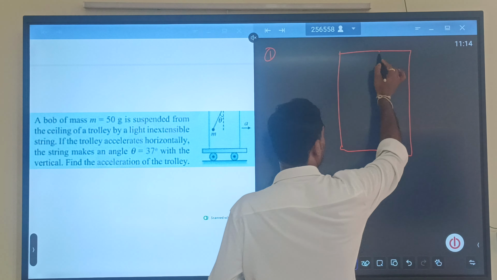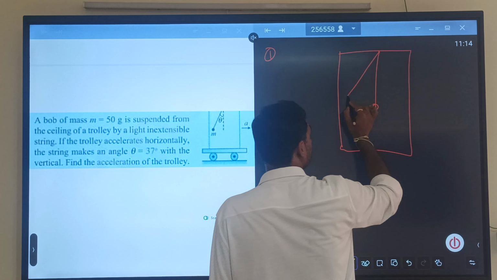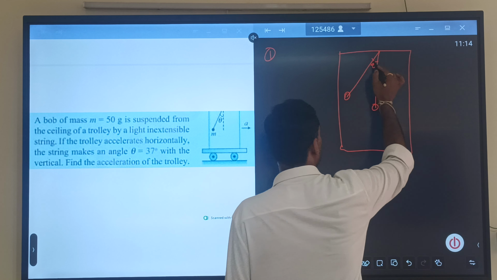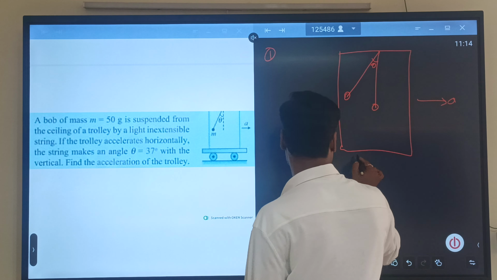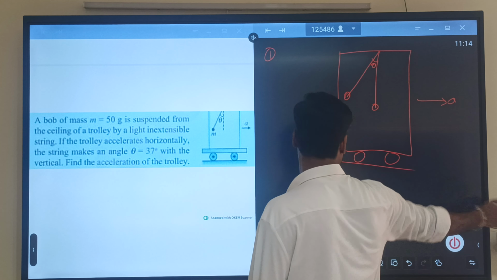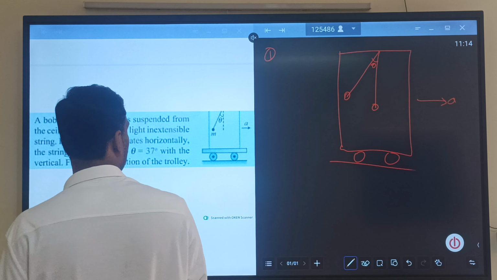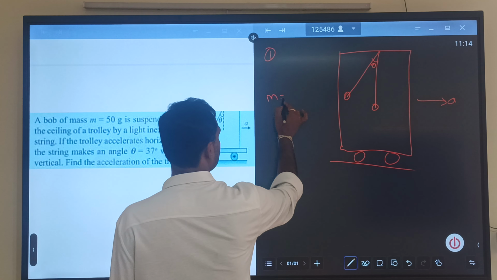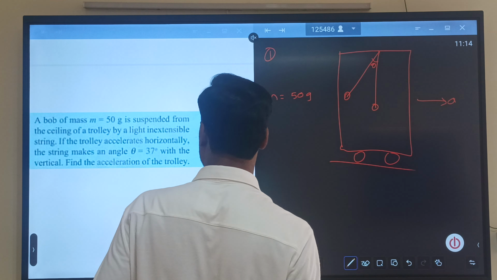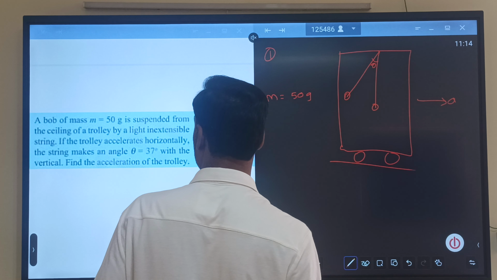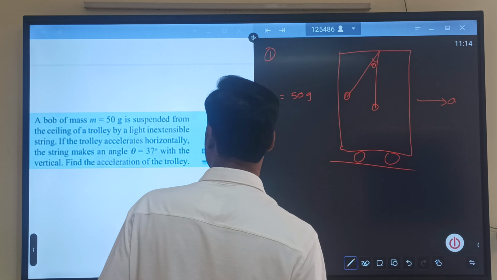See, the situation says that here is an angle theta. The whole platform is moving in the forward direction with an acceleration a. A bob of mass m equals 50 grams is suspended from the ceiling of a trolley by a light inextensible string. If the trolley accelerates horizontally, the string makes an angle of 37 degrees with the vertical. Find the acceleration of the trolley.